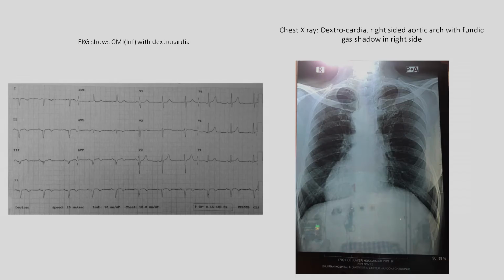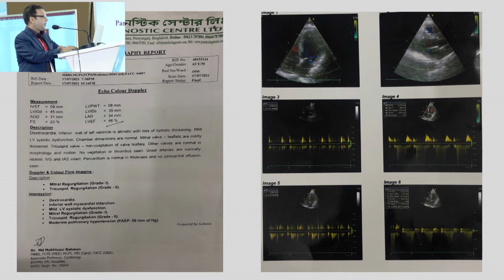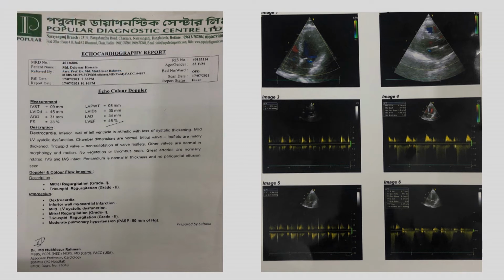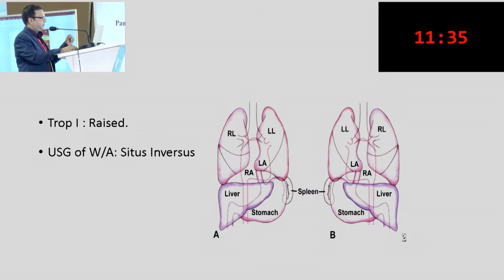His ECG shows old MI inferior with features of dextrocardia, and the X-ray shows dextrocardia, right-sided aortic arch with fundic gas shadow on the right side. His echocardiography of a few months back shows dextrocardia, inferior hypokinesia, and a mild LV systolic dysfunction, that is 46%. Troponin was raised, and he already had a previous ultrasound which shows situs inversus, that is everything is on the reverse side.